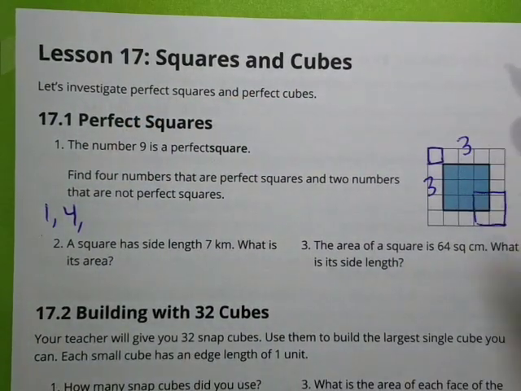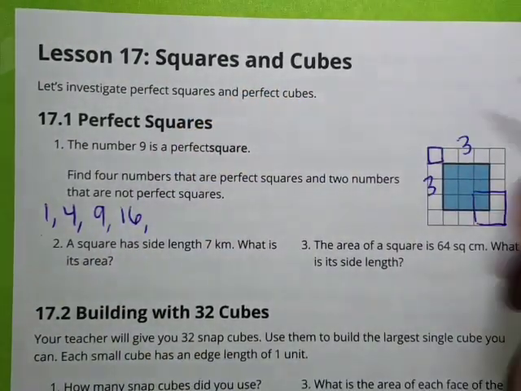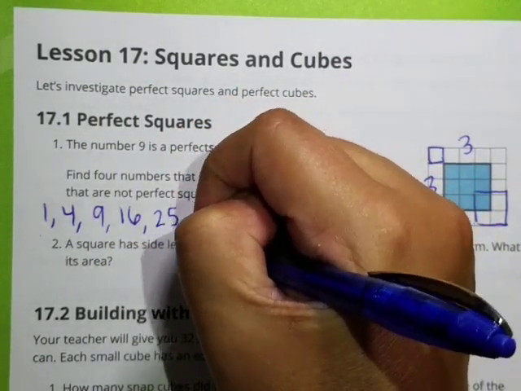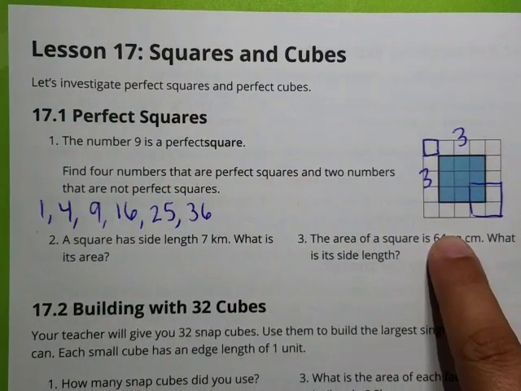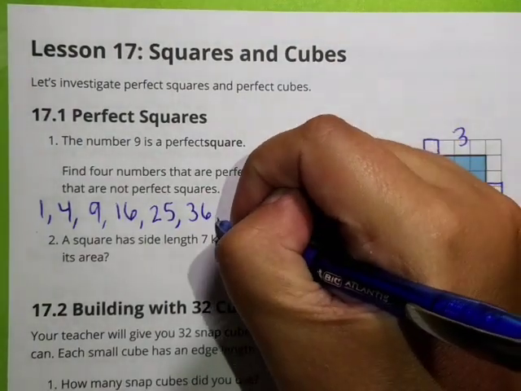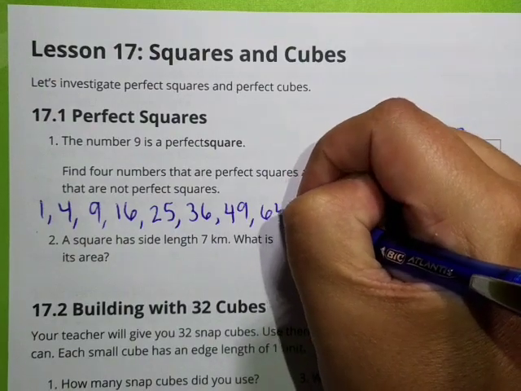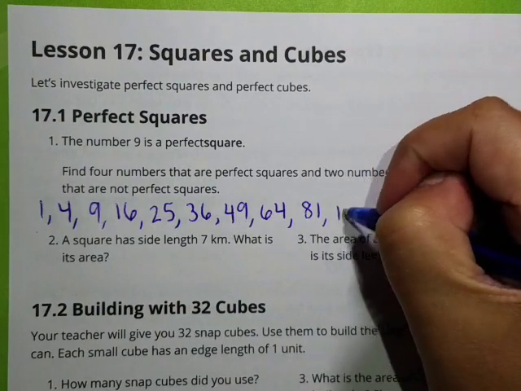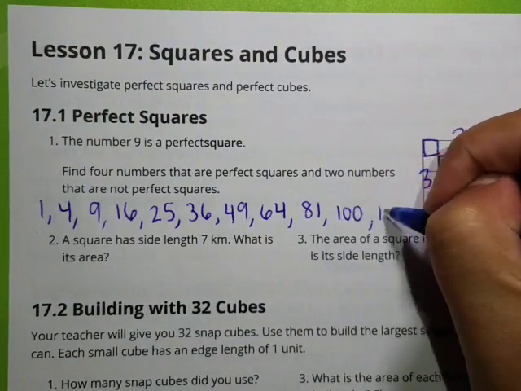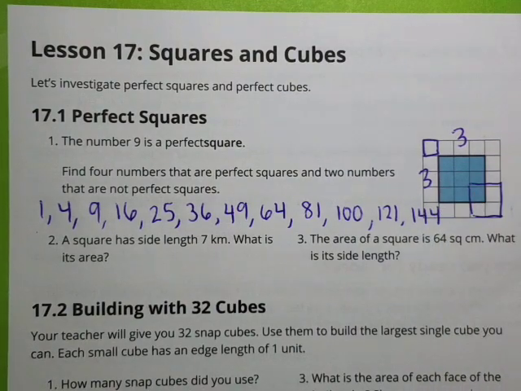3 by 3 is 9. So a 4 by 4 is 16. 5 times 5 is 25. 6 times 6 is 36. We can keep going just because I want to make sure that everyone is aware of these perfect squares that we have. 49, because 7 times 7. 64, 8 times 8. 81, 9 times 9. 100, 10 times 10. 121, 11 times 11. 144, 12 by 12.